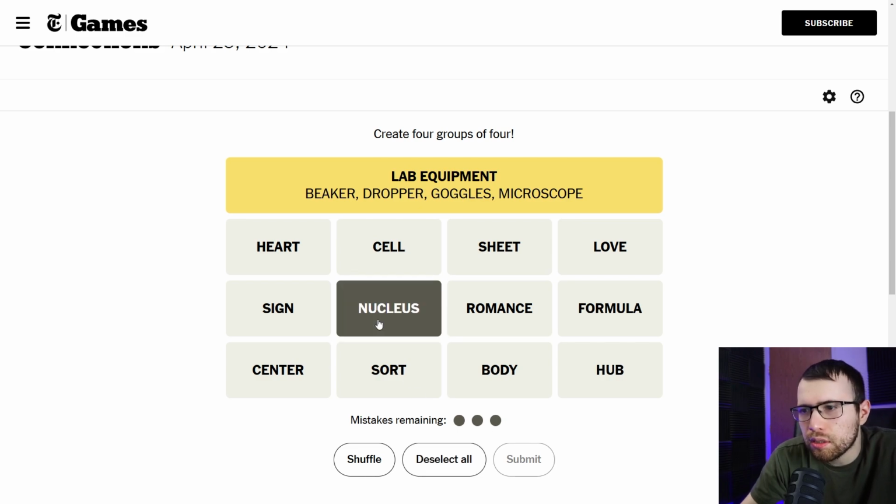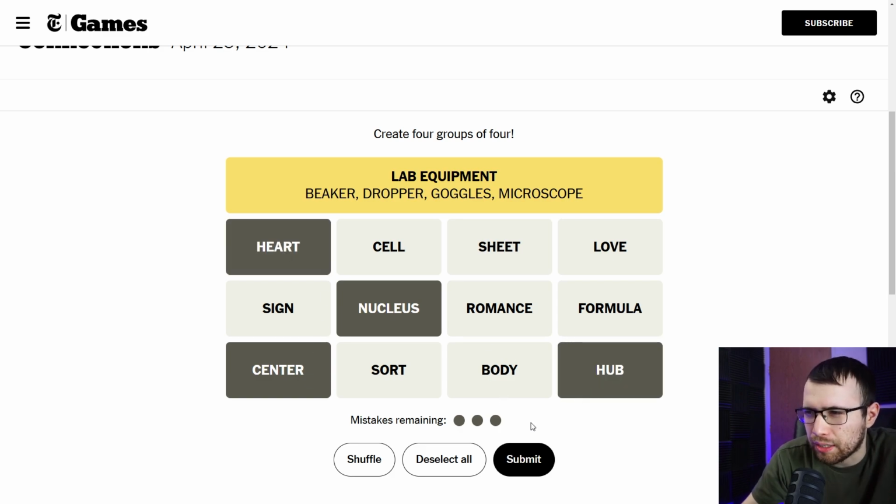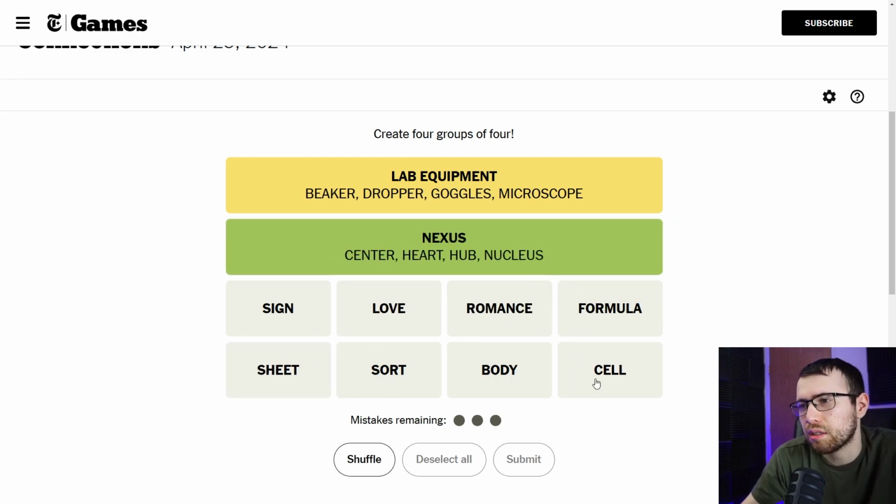Okay, nucleus and center, I feel like go together. And maybe the heart and hub. Maybe we take out body. I think we take out body, because body doesn't necessarily mean the center, but it kind of does. I don't know. Okay, this is right. The nexus. Okay.